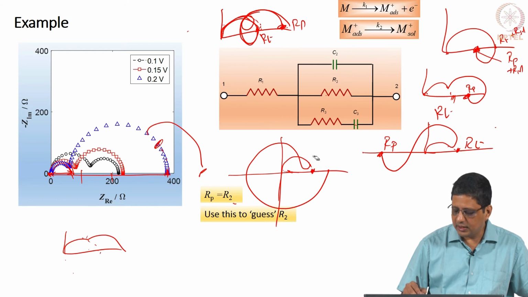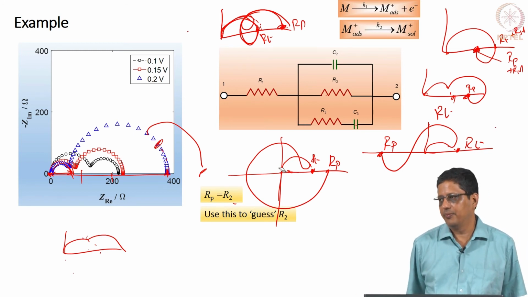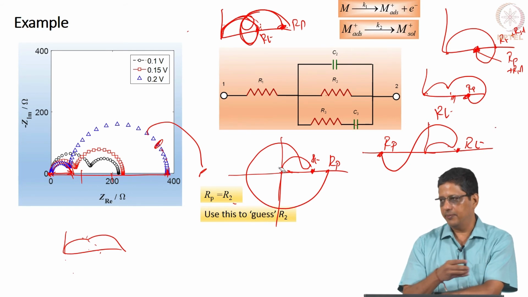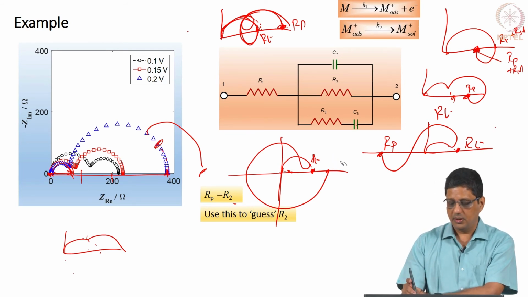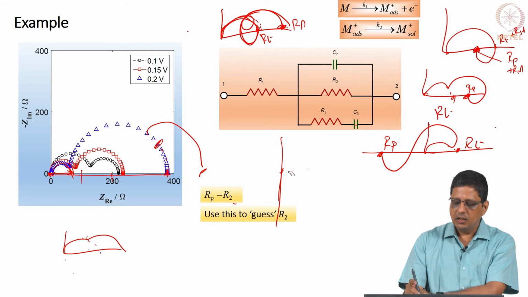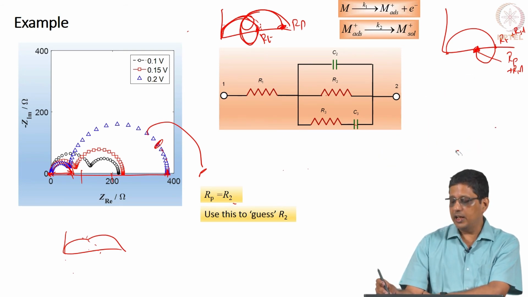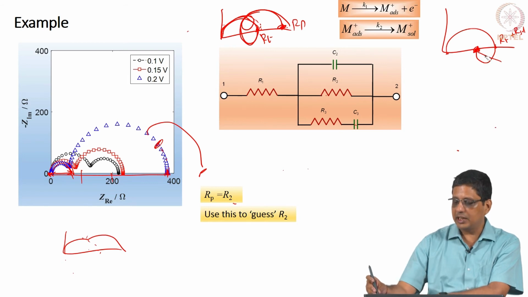I will project it here and call this RT, and wherever it settles, that is Rp, provided solution resistance is 0. Otherwise, you just have to add the solution resistance, and that is what you would get. Now, RT you can get from impedance spectroscopy. Rp you can get from impedance as well as other techniques.